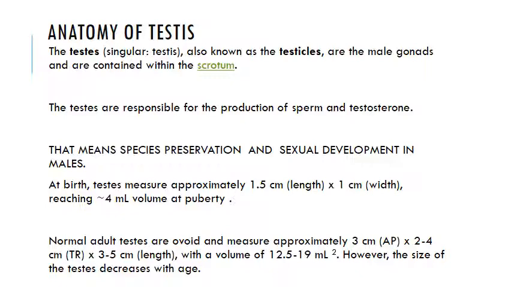At birth it is 1.5 into 1 centimeters in dimension. As the person grows, the dimension of the testis increases and it reaches 3 centimeters into 2.4 centimeters into 3.5 centimeters with a volume of 12.5 to 19 ml. The size, however, decreases by age thereafter.